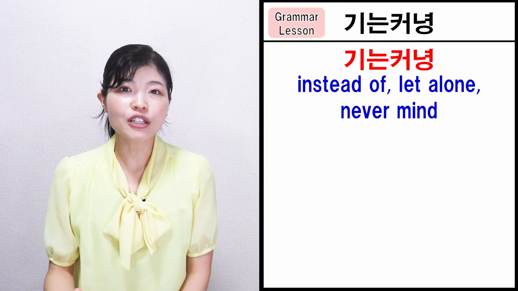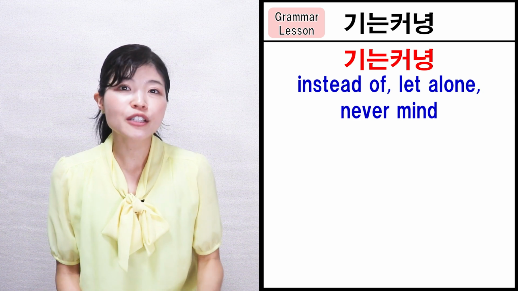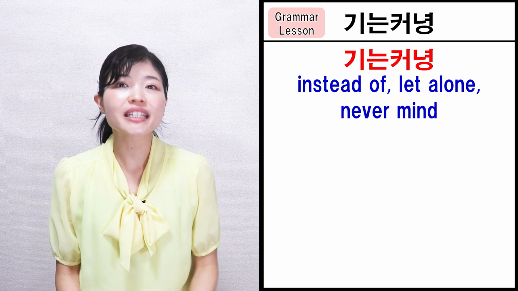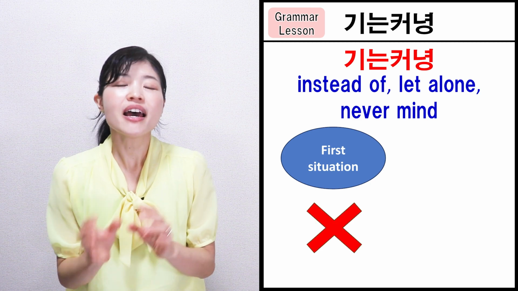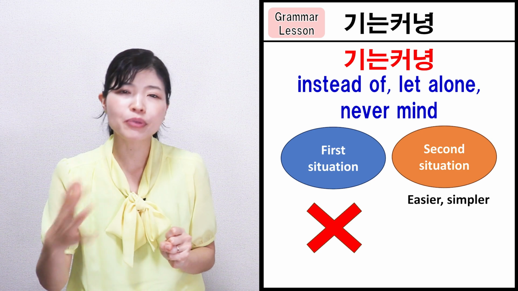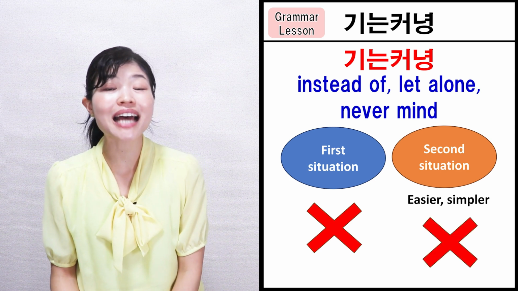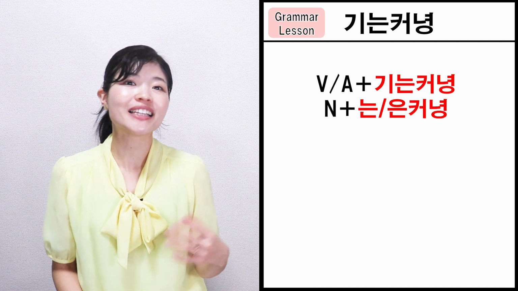First, 기는커녕 means instead of, let alone, never mind. You can use this grammar to express the negation that if the first situation cannot happen, then the second situation, which is easier or simpler, definitely cannot happen either. You attach this grammar to verbs, adjectives, and nouns.